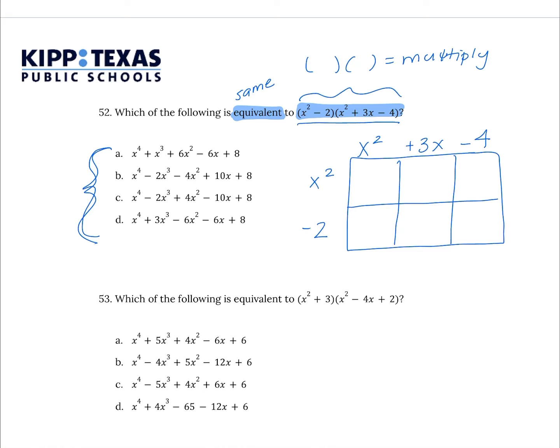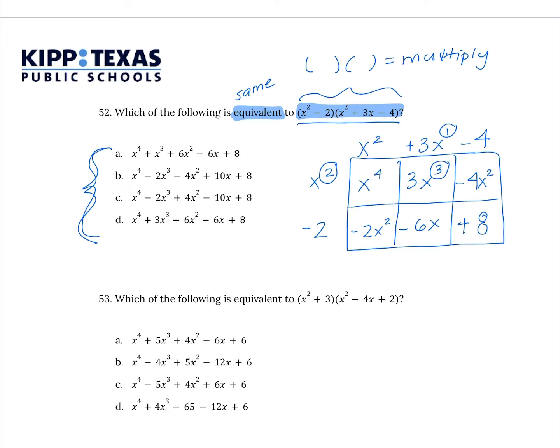X squared times x squared is going to be x to the power 4, right? Because 2 plus 2 is going to be a power 4. X squared times negative 2 is going to give me negative 2x squared. 3x times x squared is going to be 3x to the power of 3 because 2 plus 1 is 3. And then 3 times negative 2 is negative 6x. Negative 4 times x to the power of 2 is negative 4x squared. And then negative 4 times negative 2, a negative times a negative becomes a positive. And 4 times 2 is going to be a positive 8.